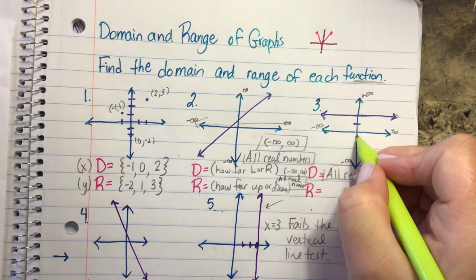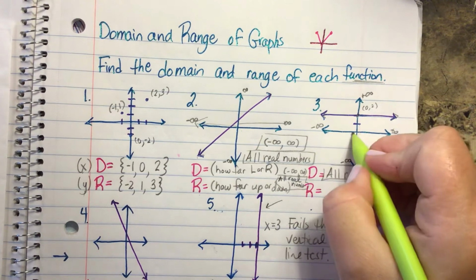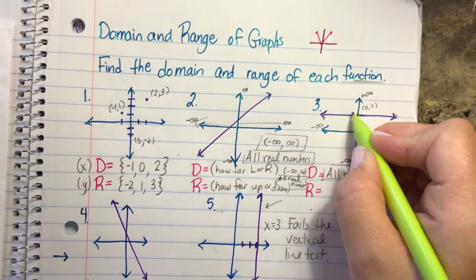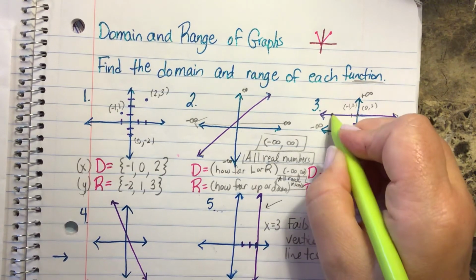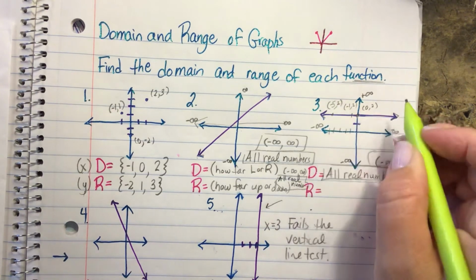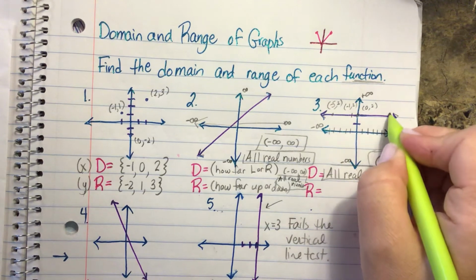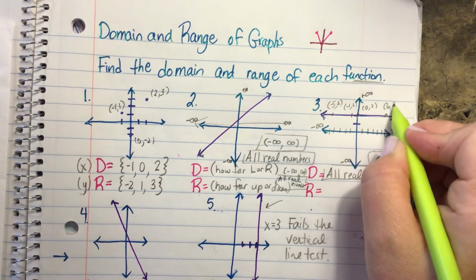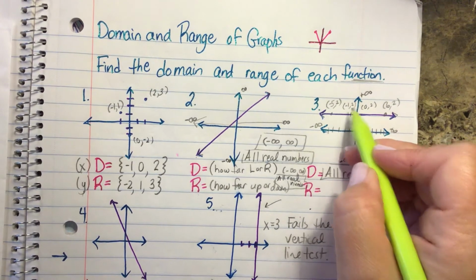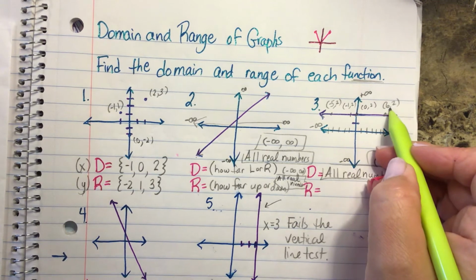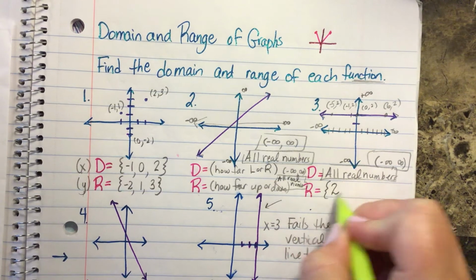Well, let's think about this for a second. This ordered pair is 0, 2. What's that ordered pair? Negative 1, 2. What's this ordered pair? Negative 5, 2. What's this ordered pair? 6, 2. Do you notice a pattern? Every single y-coordinate on this graph is going to be 2. So the range is just 2.